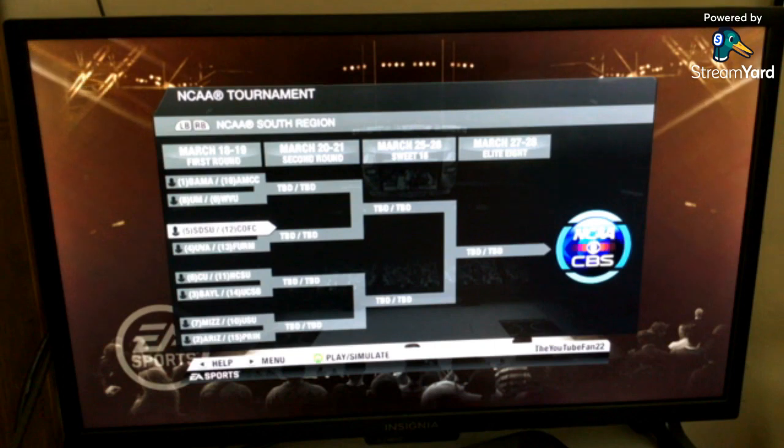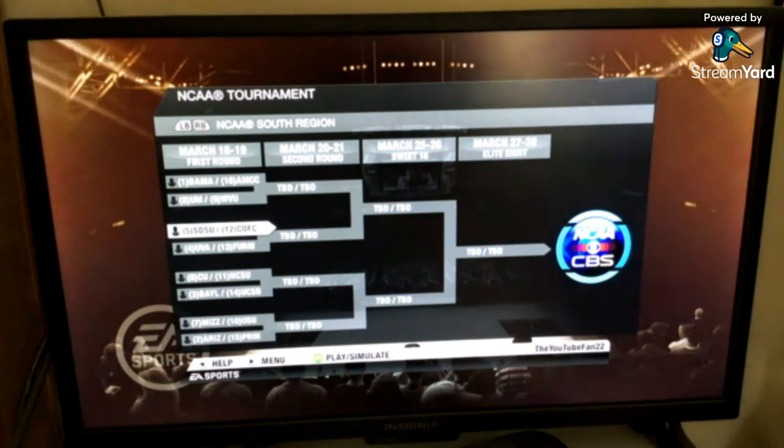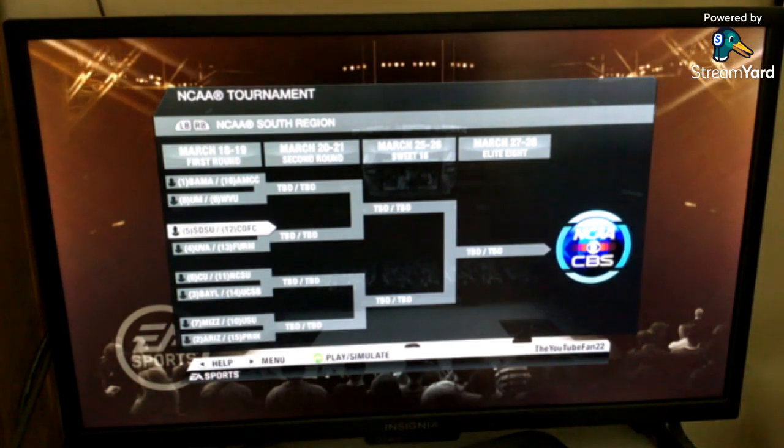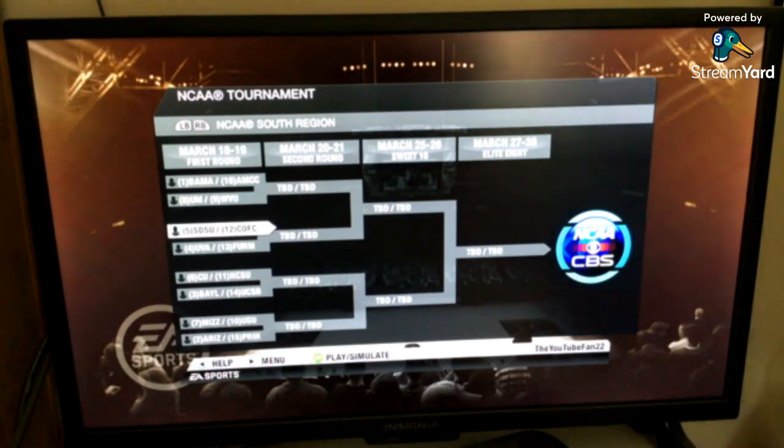And then the final bracket is the West region, which is Kansas versus Howard, Arkansas versus Illinois, St. Mary's versus VCU, Connecticut versus Iona, TCU versus Arizona State, Gonzaga versus Nevada, Northwestern versus Boise State, and UNC Asheville.